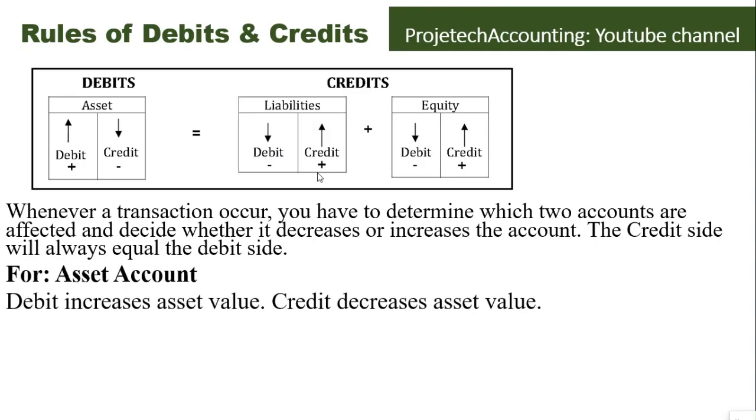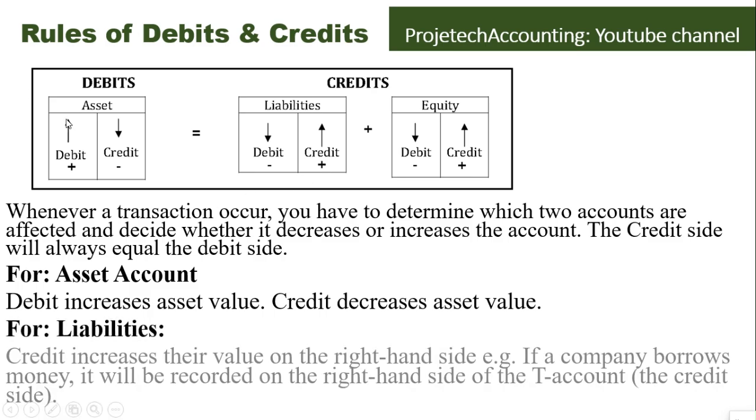So whenever a transaction occurs, you have to determine which two accounts are affected and decide whether it decreases or increases the account. Now, for an asset account, debit increases asset value, while credit decreases asset value.